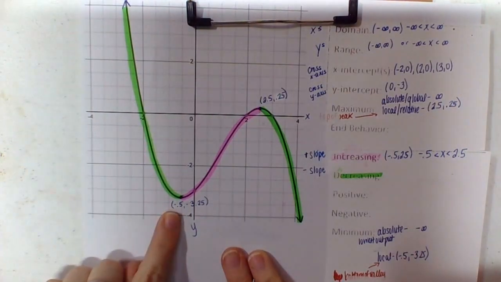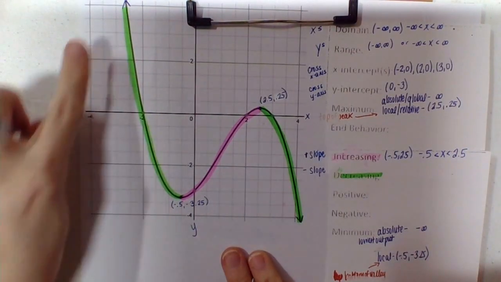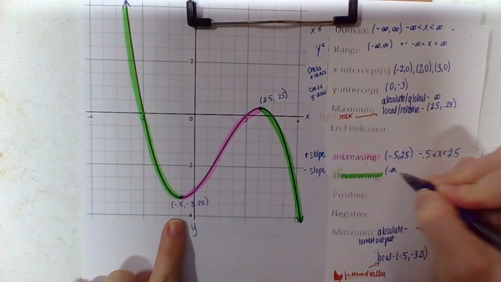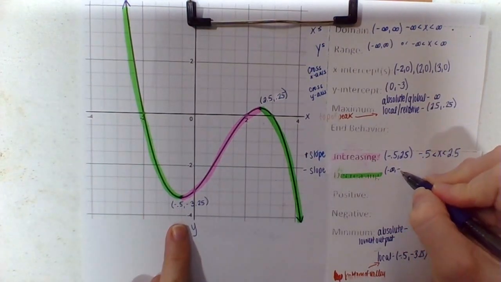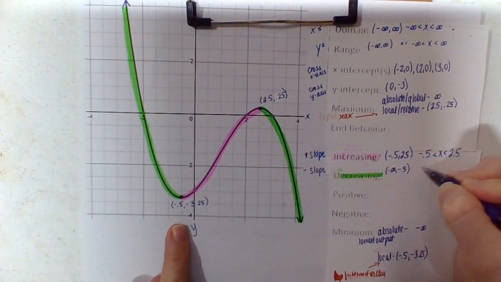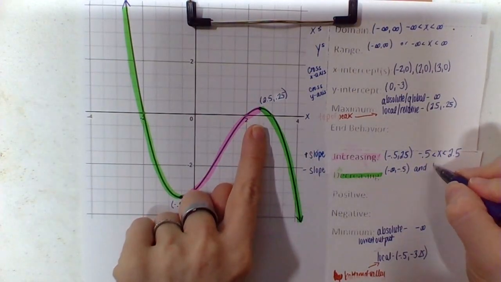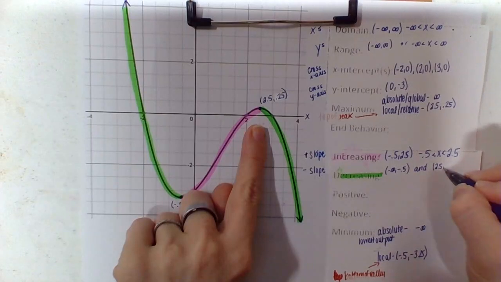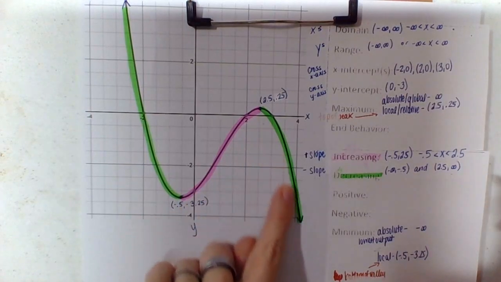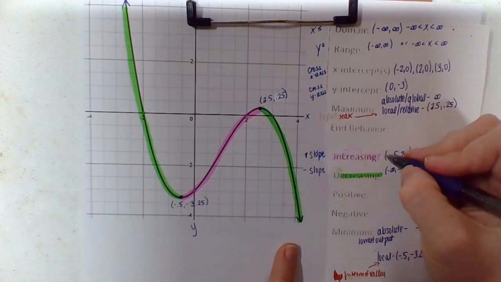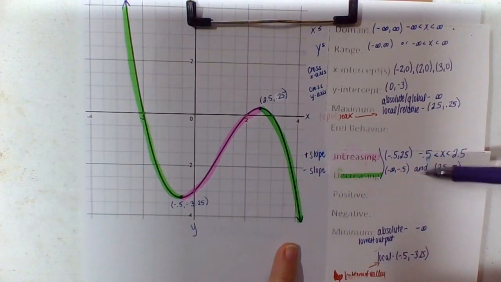Now we're going to represent this region of decreasing. So I'm going from negative infinity up to negative 0.5. And then I need to do my other region. I have from 2.5 going through to infinity. My goal with increasing and decreasing is I'm going to use the whole domain.